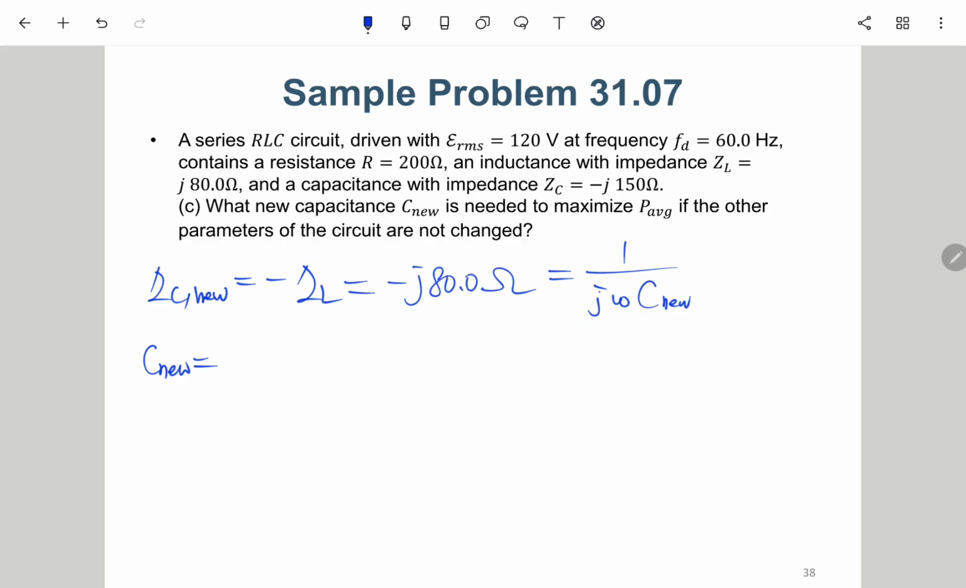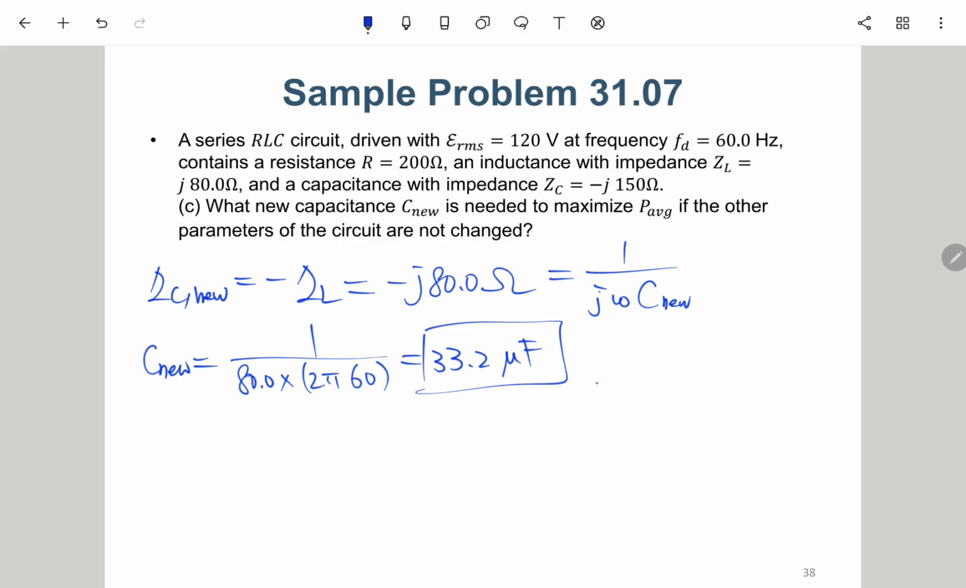will be, j squared will be negative 1, and with this negative sign becoming positive, it turns out to be 1 over 80 times 2 pi 60, something like this. Okay, it turns out to be 33.2 microfarad. So if you change the capacitance to this value, the imaginary parts of the impedance of the inductor and the capacitor will perfectly cancel.